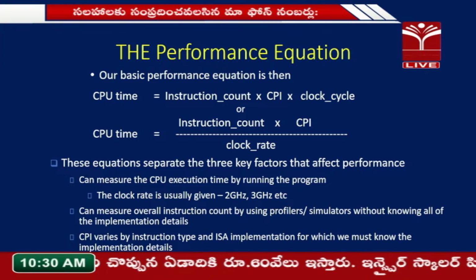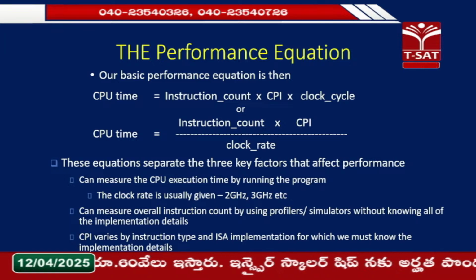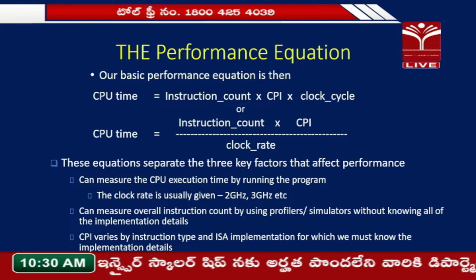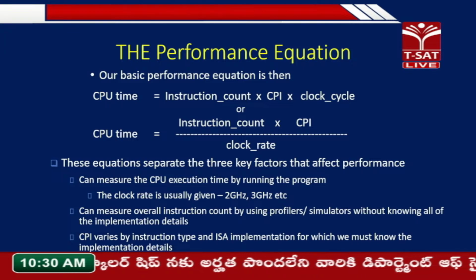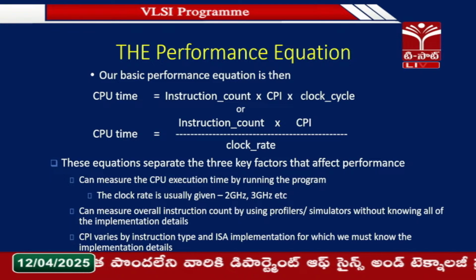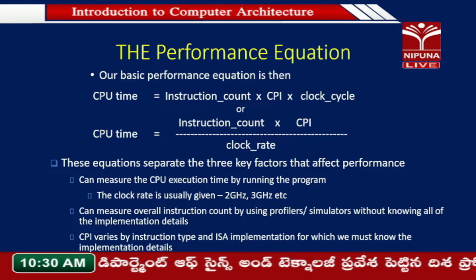And then the number of instructions for a given program is also a measure that affects the performance, along with the clock rate. So, anytime you are comparing 2 CPUs or 2 computers, you look at all these factors: the CPI, the instruction count, and the clock rate.